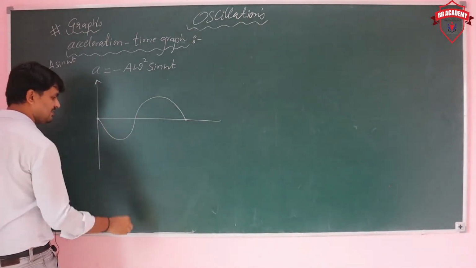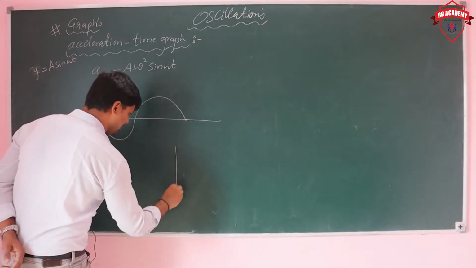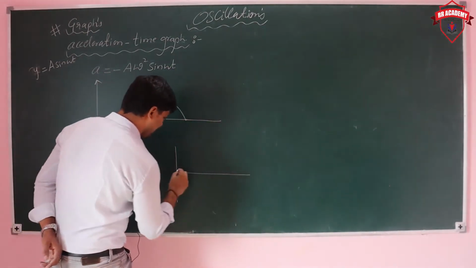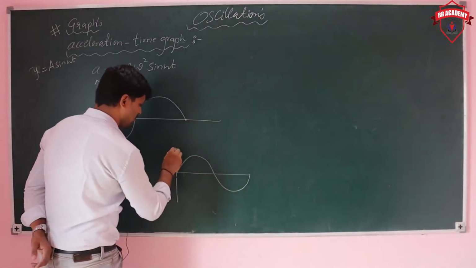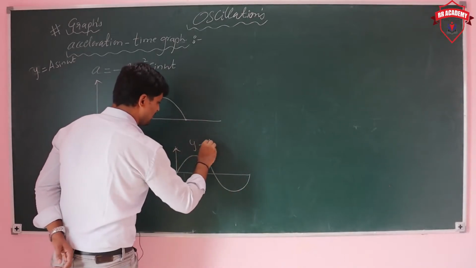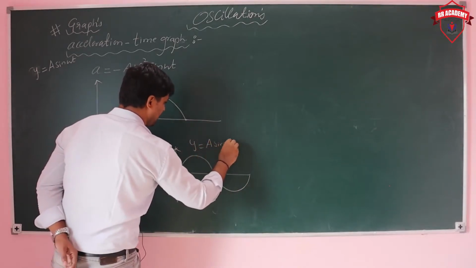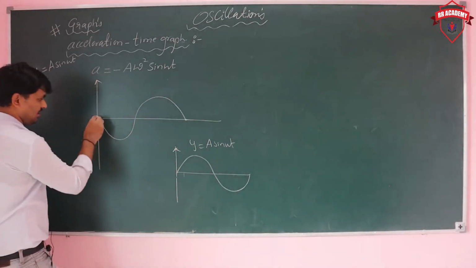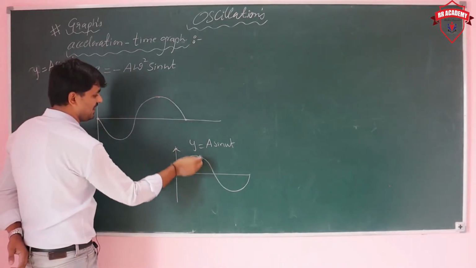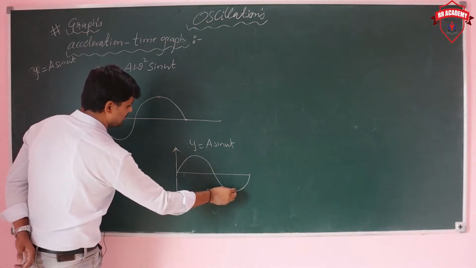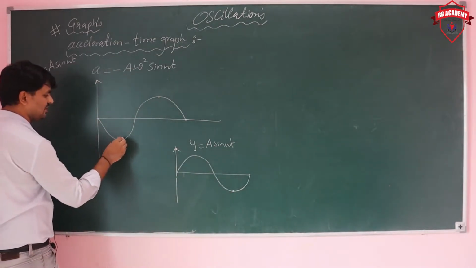It is better to take the displacement graph here, because it is easy to compare. See here, this is the displacement graph, where we are considering y is equal to a sin omega t. See how both are opposite to each other. Here maximum, there the opposite condition. Both are in opposite cases.